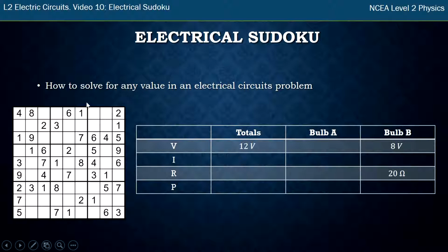So the equivalent of Sudoku in electricity is we want to find the totals of everything, and we want to find everything for bulb A and bulb B, and then we can find voltage, current, resistance and power. And so you can see just like in Sudoku there are values missing horizontally we have to figure out, and values missing vertically we have to figure out. Here we can work horizontally to work out missing values, or we can work vertically to work out missing values.